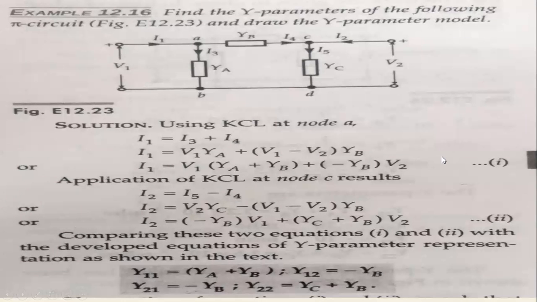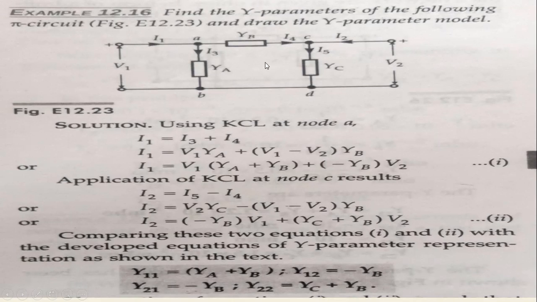Now come towards the pi network. The pi is just like a parallel circuitry, and we are trying to simplify that numerical on the basis of short circuiting in the Y parameters, because short circuiting is happening in the Y parameters. If you observe, it's looking like a pi, with YA, YB and YC.